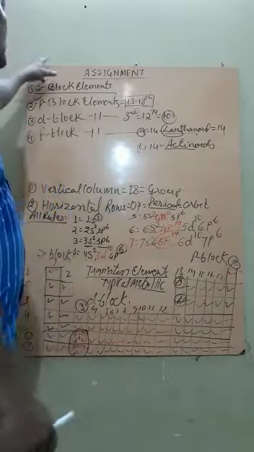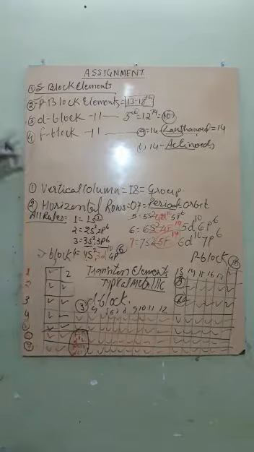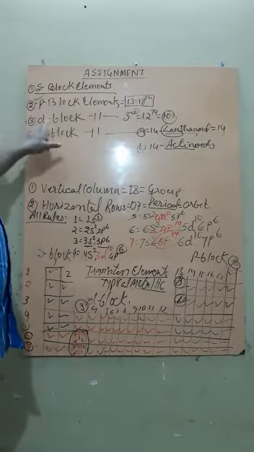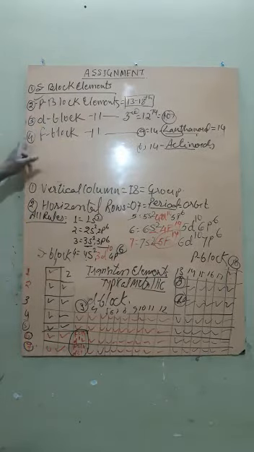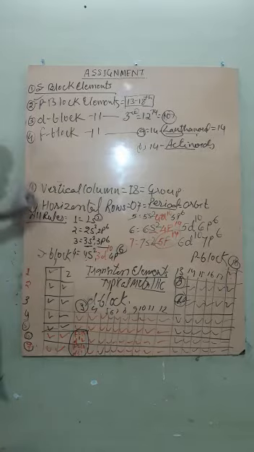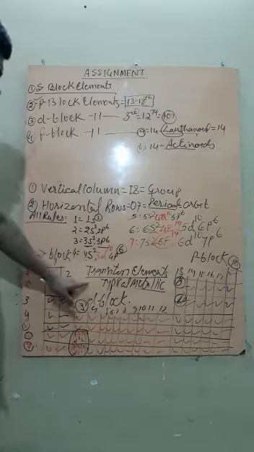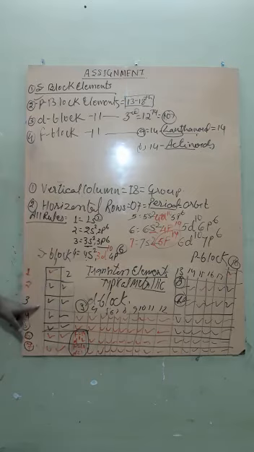So the assignment is this: you have to write at least six, or six to seven, properties of each block of elements. You have to write them down. Then you have to complete the modern periodic table in a big form, in a very good form. Yes.